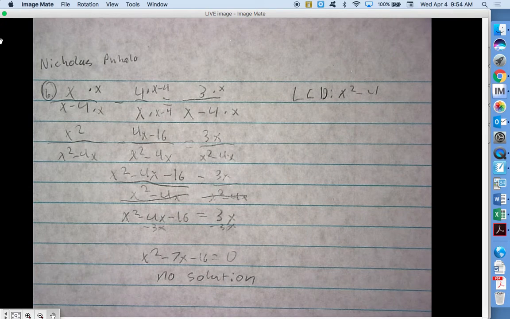So the LCD is x squared minus 4, so you got to make all the denominators x squared minus 4. I could combine the one side to x squared minus 4x minus 16, and then you can cross out the denominators because they're the same, and you get x squared minus 4x minus 16 equals 3x. Then you make them equal 0, and you can't factor that one, so it's no solution.